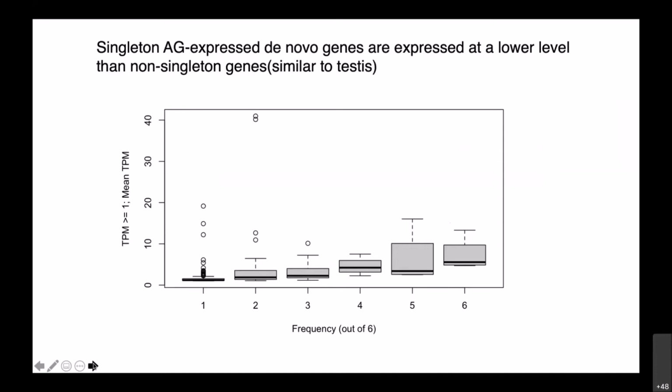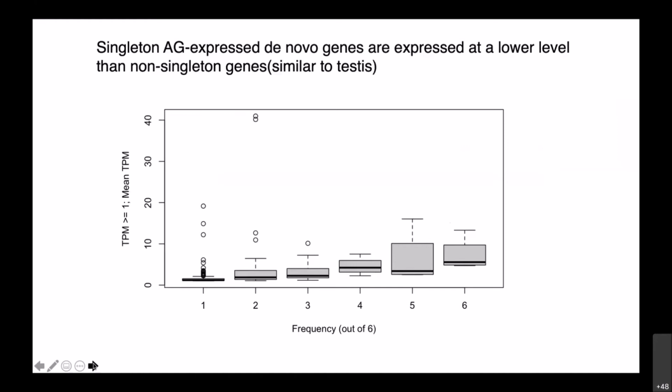That's also very consistent with what we observed in the testis. So we think at this point that seems pretty robust. It's probably a general phenomenon. Genes expressed in only one strain tend to be expressed at lower levels than genes expressed in multiple strains. I think there are some interesting possible evolutionary interpretations of that, which I am not going to go into right now.